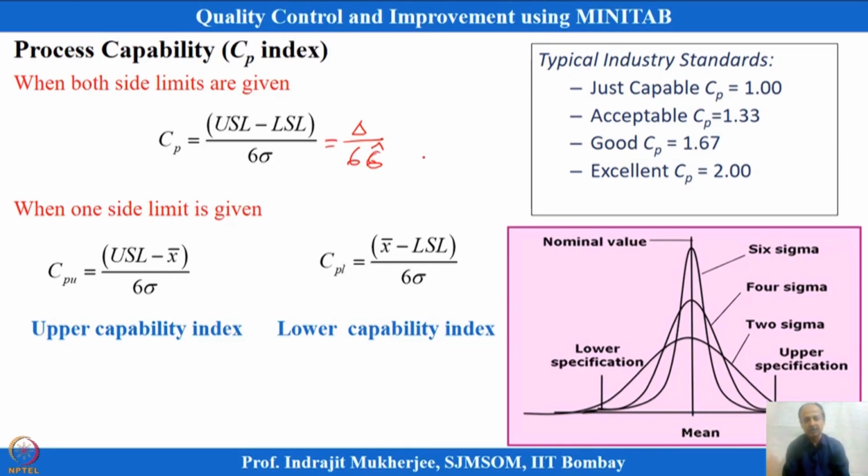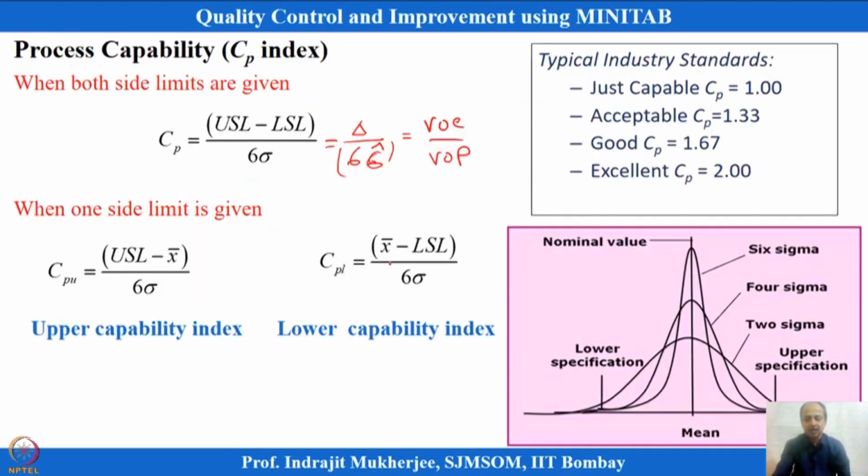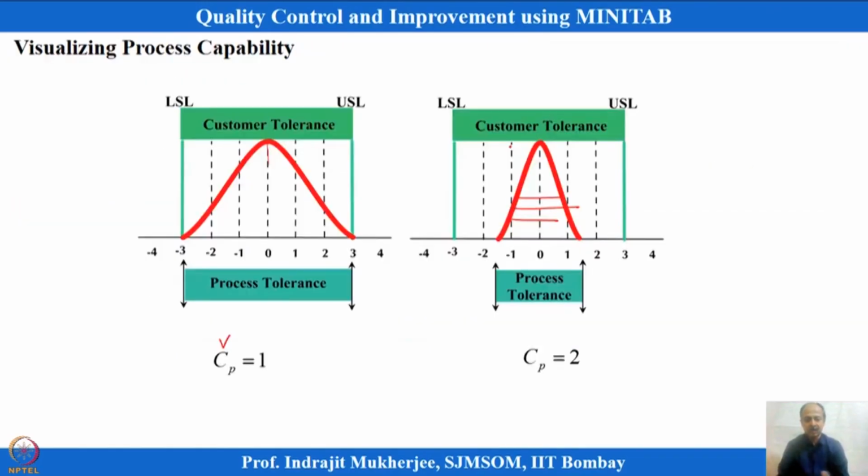So, one is tolerance divided by, so this is the voice of the customer, and this is the voice of the process. Voice of the process means how much of the tolerance my process is basically using, and that ratio is known as Cp. So, in the earlier example, my voice of the process is this much, and with plus or minus 3 standard deviation I am using the full tolerance. So, in this case the ratio will be the same: the voice of the customer will be exactly equal to the voice of the process. So, this will be equal to 1, as you see in the earlier diagram.